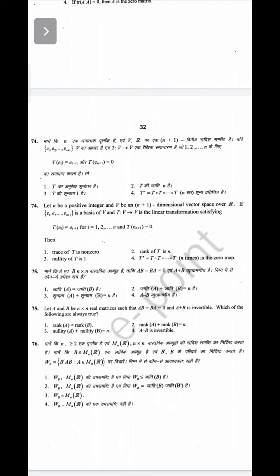Let n be a positive integer and V be an n minus 1 dimensional space such that T of e_i equals e_i plus 1. Actually this seems to be a nilpotent matrix. So trace of T is non-zero, that is wrong. Rank of T, no. Nullity is 1, that is true. Option 3 is true. And T raised to n is equal to the zero map. Yes, option 3 and 4.